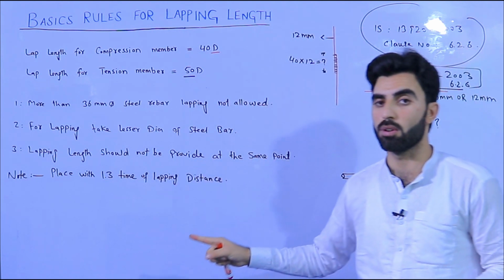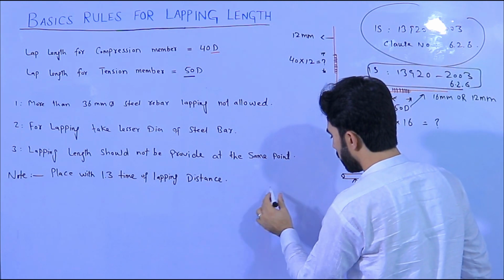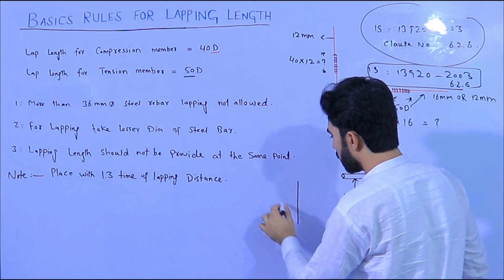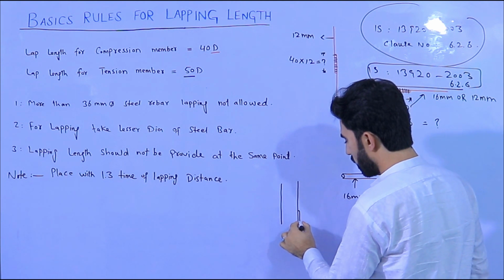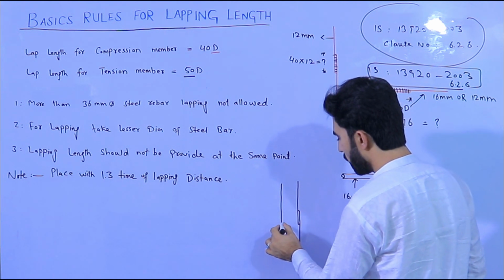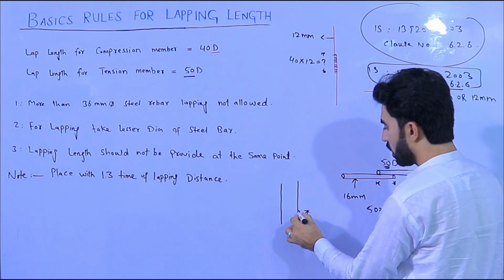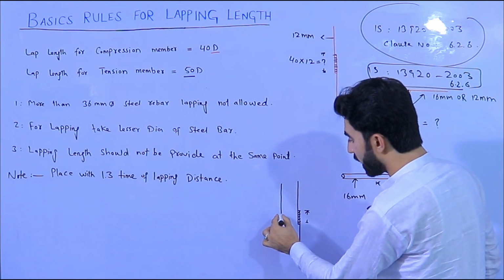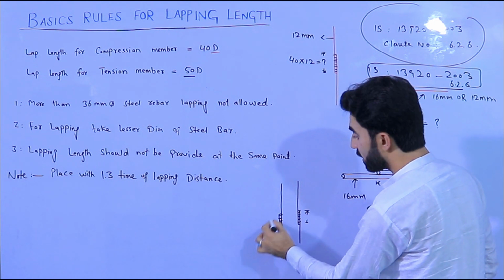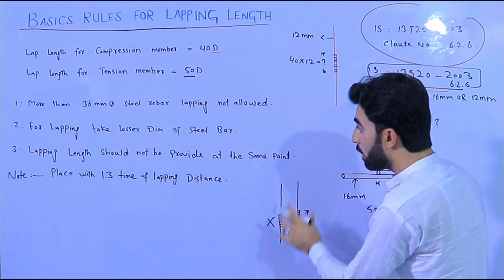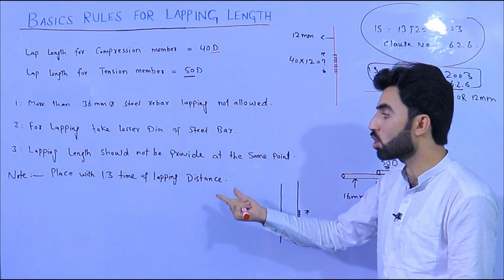The other one, guys, is that lapping should not be provided at the same point. This is very useful. For example, guys, this is a column. So here we need to provide lapping, for example, here, okay? So guys, you can see this is lapping. This is lapping. So the other lapping should not be provided at the same point, like this. Guys, this is wrong.